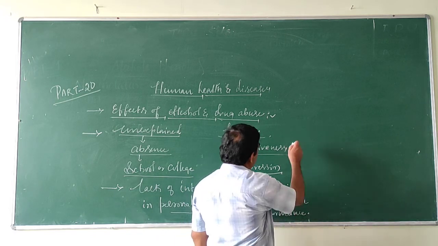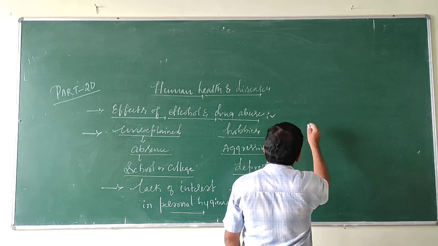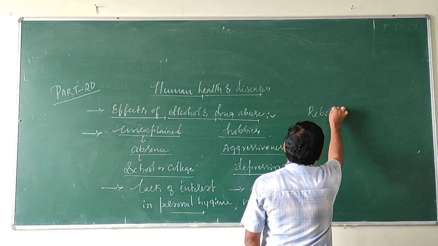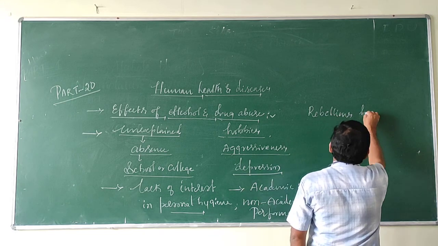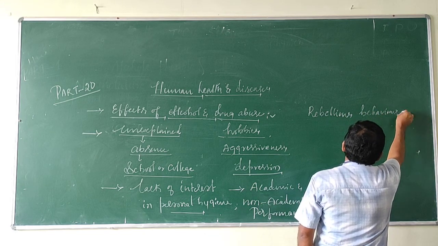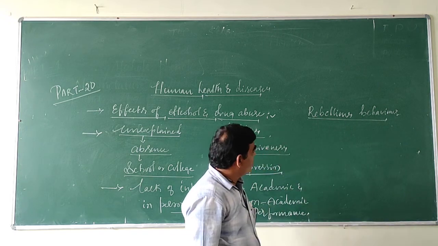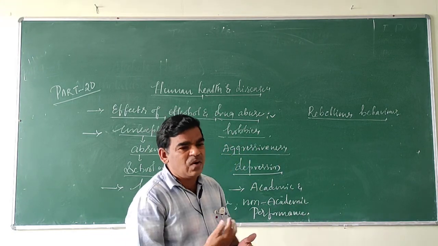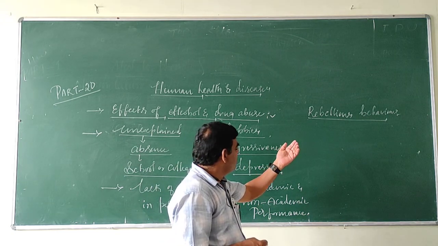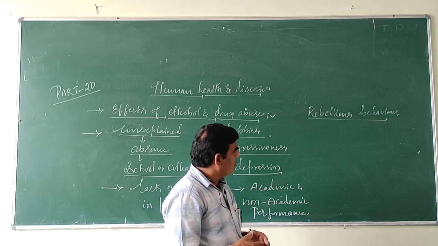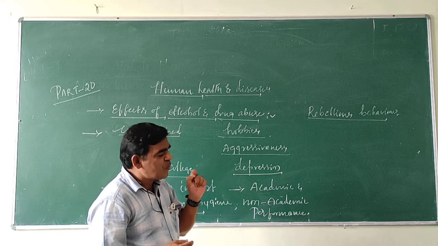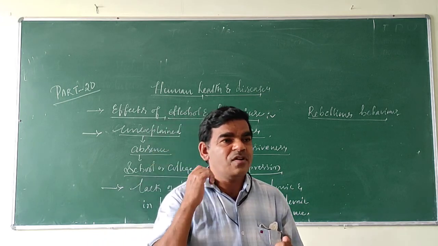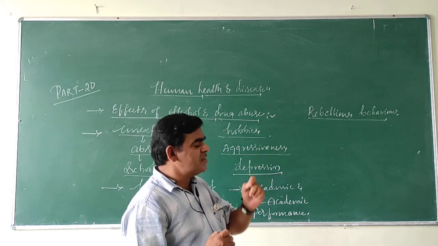Next one is, the addict shows rebellious behavior. Rebellious behavior means opposing the parents' rules and any other authorities. This is called rebellious behavior. Clear? Rebellious behavior means opposing the parents and any authority rules.